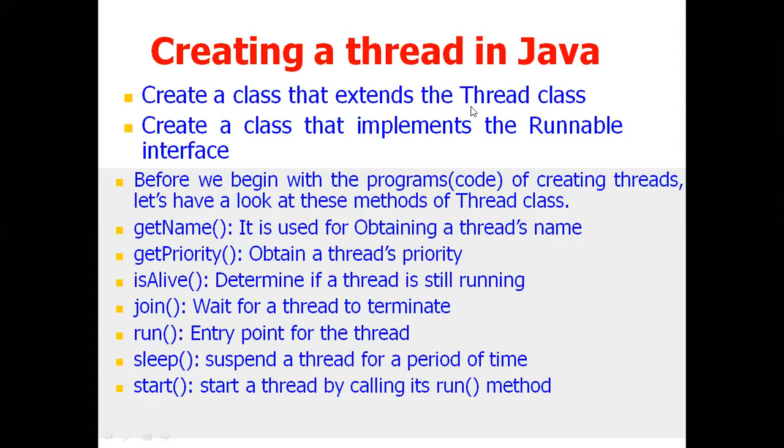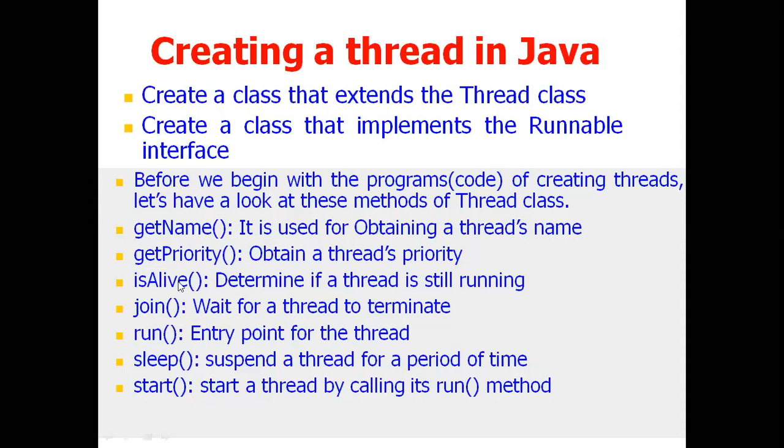Create a class that extends the Thread class. If a class extends the Thread class, then that class becomes a thread. And the second is to create a class that implements the Runnable interface. If you create a class that implements the Runnable interface, then that class becomes a thread. Before going into our programs, let us have a brief introduction to the methods used in the Thread class, not the Runnable interface.